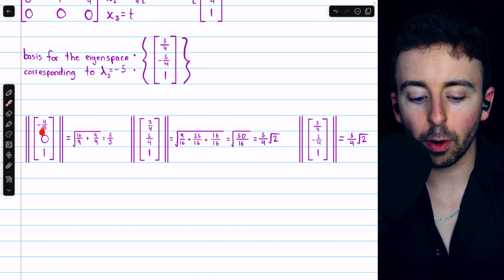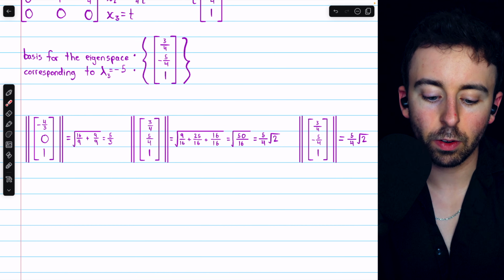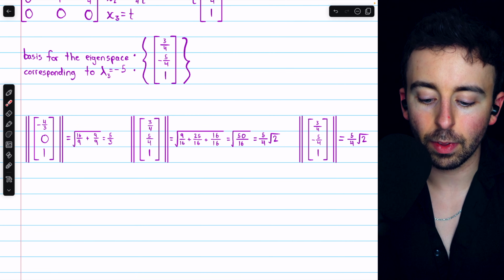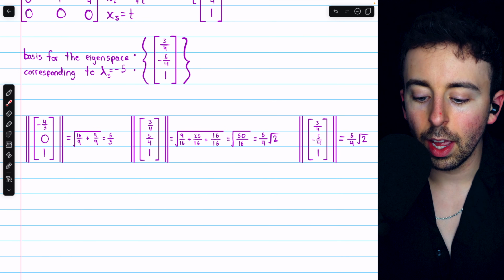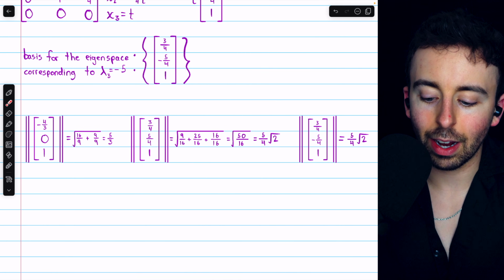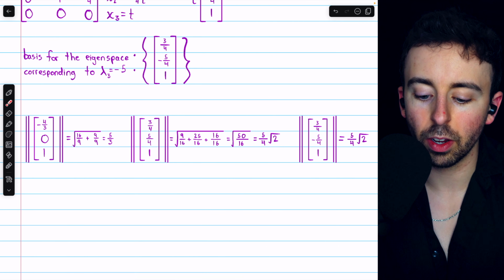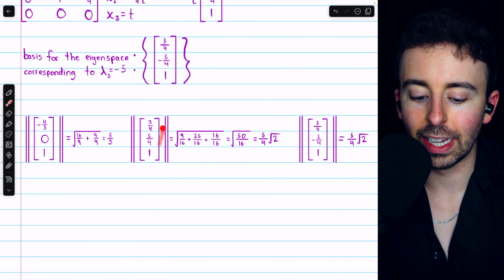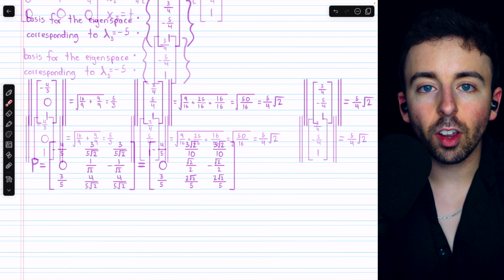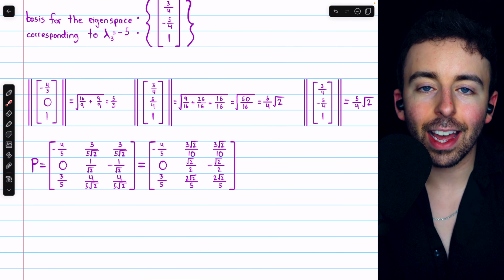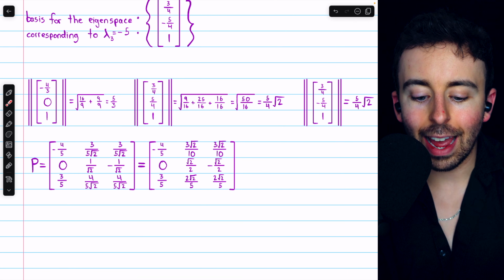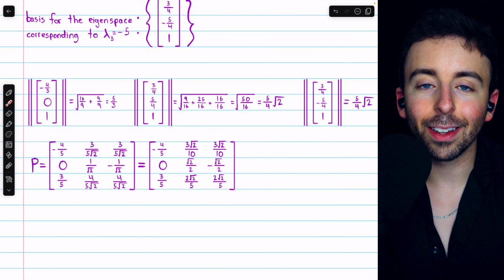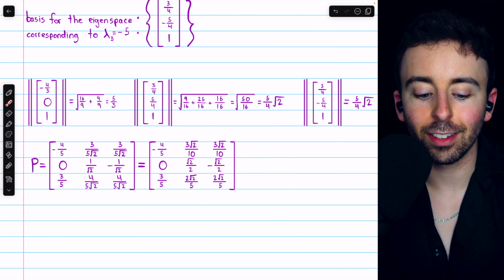The norm of the first eigenspace basis vector is 5/3. The norm of the second basis vector is 5/4 root 2, and the norm of the third basis vector is also 5/4 root 2. I didn't bother writing out the details for this one because clearly its norm is the same as the second one. So our orthogonal diagonalizing matrix P isn't going to have these eigenvectors as its columns, it's going to have the normalized form of those eigenvectors as its columns.